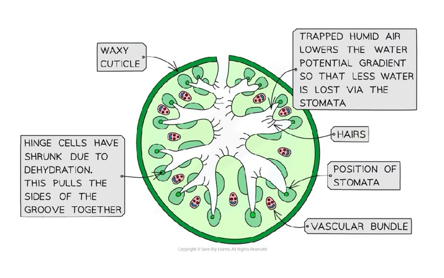Now, this is not a plan drawing, but this is a diagram of, sometimes they give you an annotated drawing, and this is a xerophyte. And I wanted to know the annotations on it, the hairs, the position of the stomata, the vascular bundle. The trapped humid air lowers the water potential gradient so that less water is lost by the stomata. Then hinge cells have shrunk due to dehydration. This pulls the sides of the groove together, and this is a waxy cuticle. So curled leaf of a xerophyte.